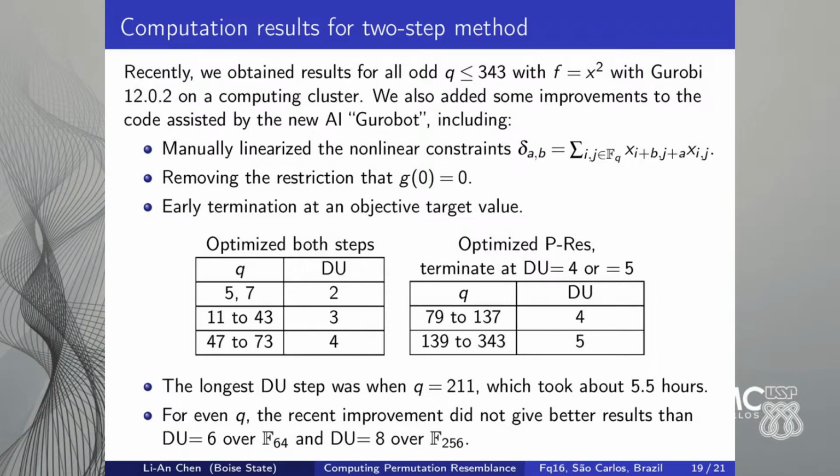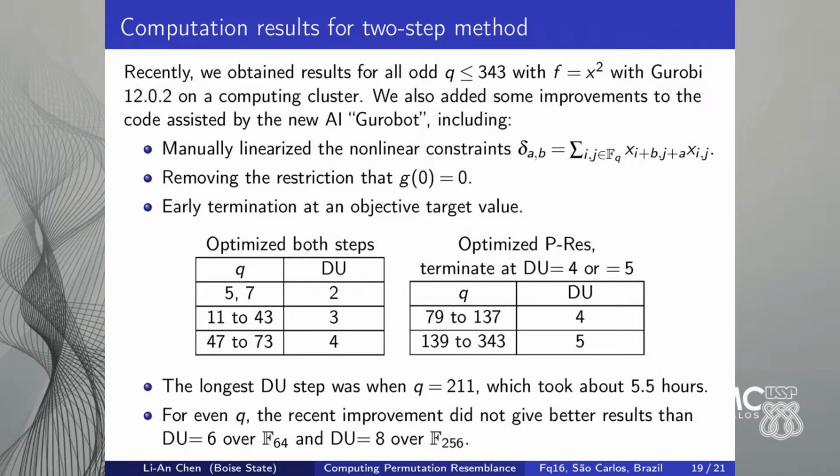So this improvement includes things like manually linearizing the nonlinear constraints in my program, and also removing restrictions like G0 equal to 0. Initially I thought that since this equivalence is sufficient, I could look for G that has no constant terms. I thought it would be easier because the option space would be smaller. But it turns out it may be slower in the integer program, so it's a bit counterintuitive. Another thing is that in the code we can also terminate early whenever we find a decent one, so it will not take too long.